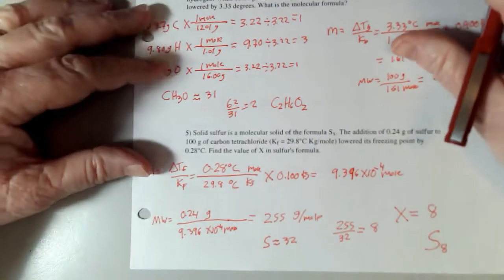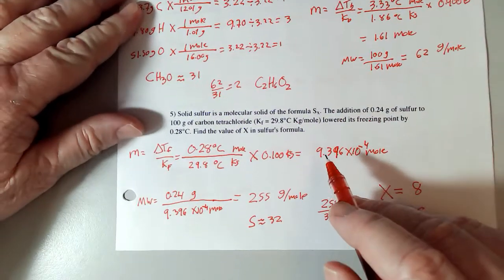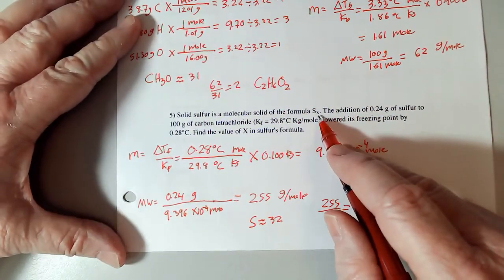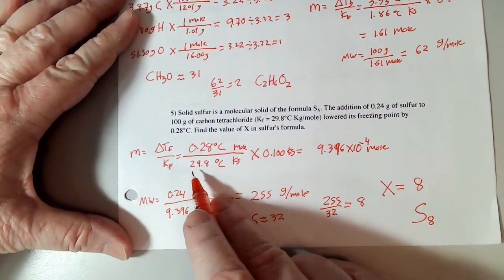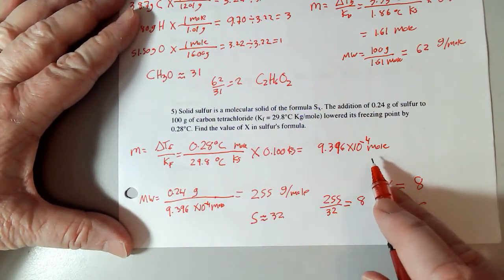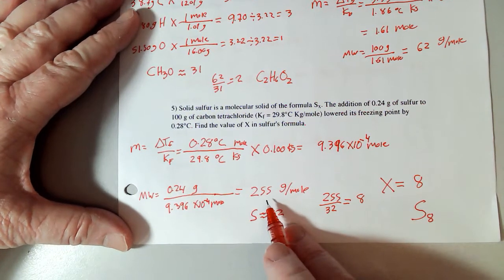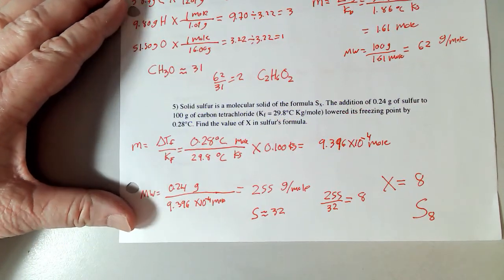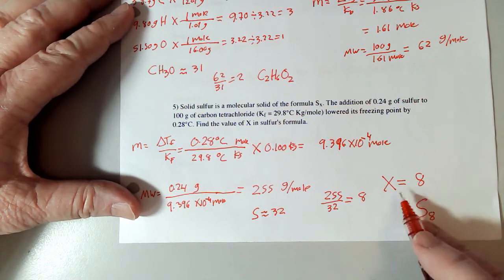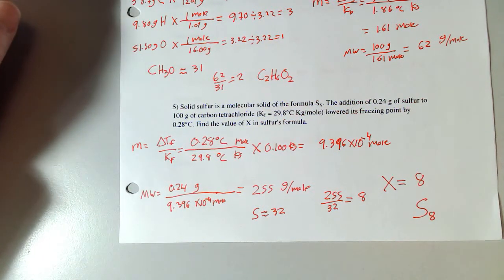All right, so the empirical formula is S sub X. Do the same thing again, starting out by finding molality. Moles, grams per mole, gives a molar mass of 255, which means the X must be equal to 8.